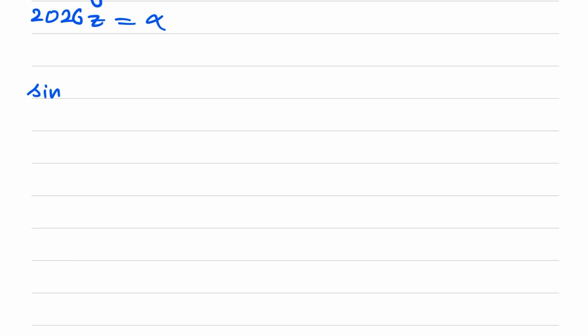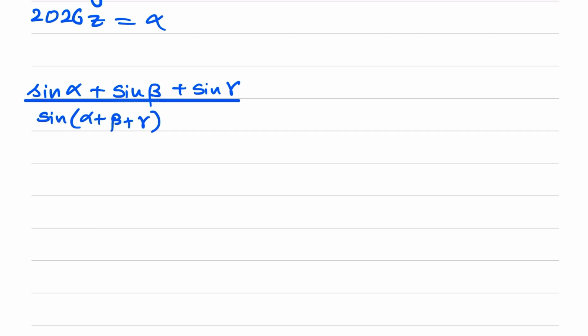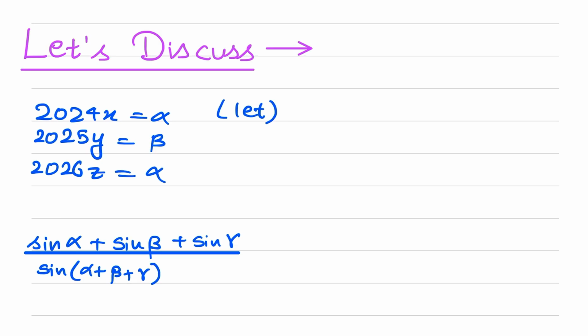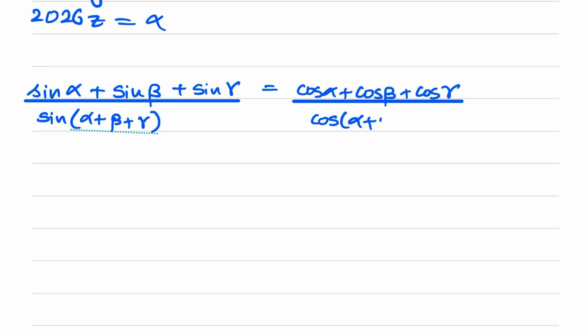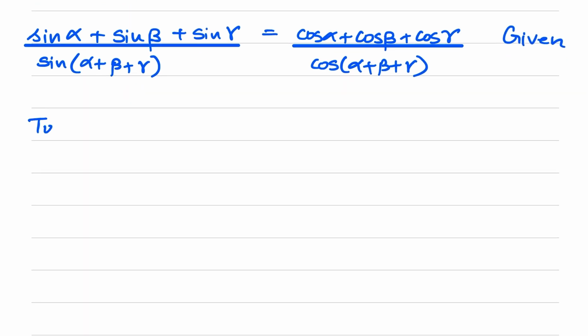Sine of 2024x, that becomes alpha, plus sine beta plus sine gamma upon sine of alpha plus beta plus gamma. That is what is given to us here, right? It is equal to cos alpha plus cos beta plus cos gamma divided by cos of alpha plus beta plus gamma. Okay, so this is given to us, and what do we have to find?